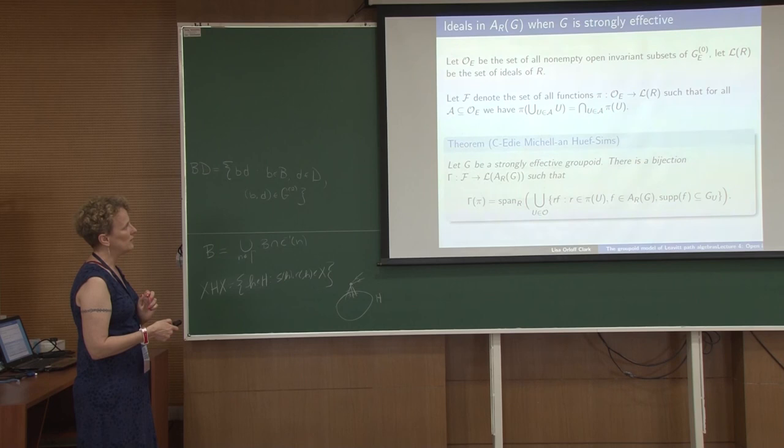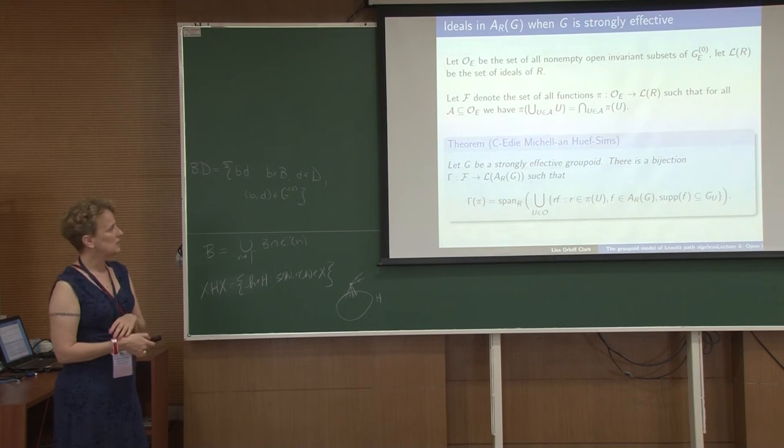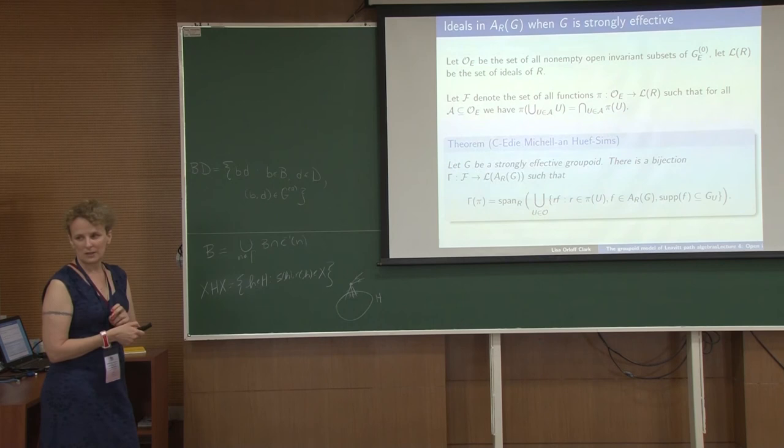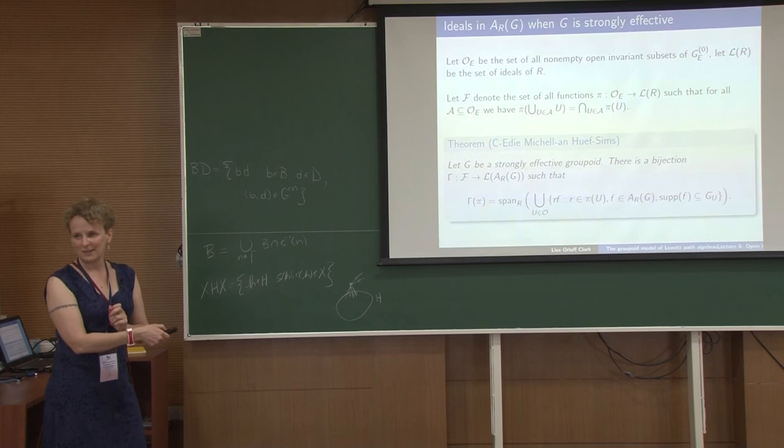So this is how it works. If you have a strongly effective groupoid, then there's a bijection between this collection of functions F and the ideals in the Steinberg algebra, and there's the formula. I've been trained in the school that if you're going to say something is bijective or isomorphic, you should say what the isomorphism or the bijection is, so I've done that. But it's a good way to play.